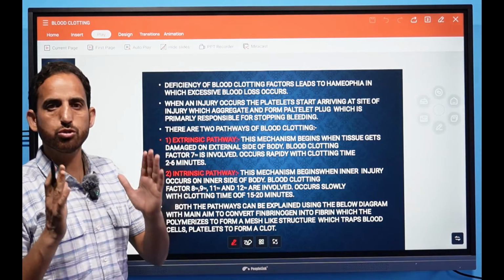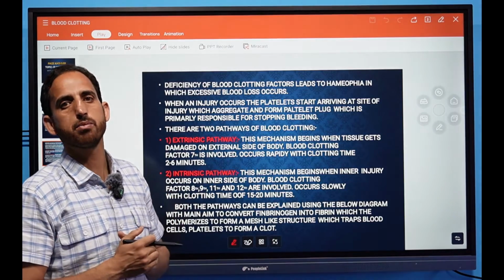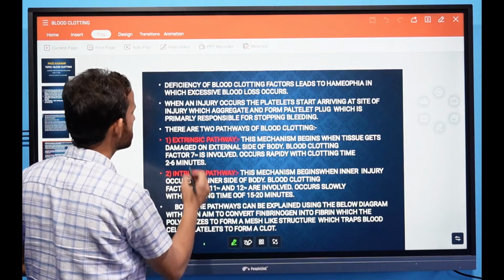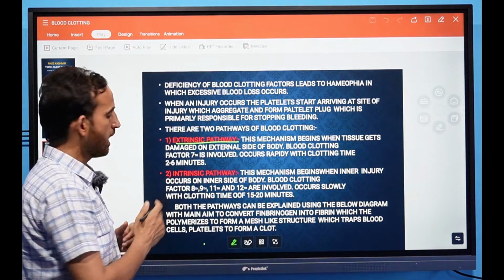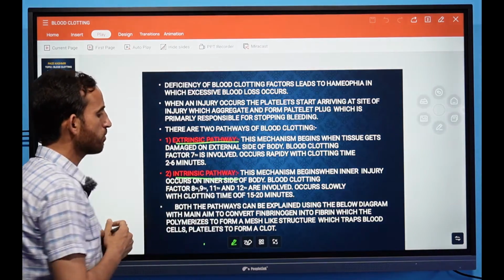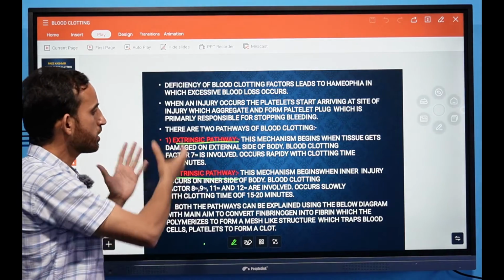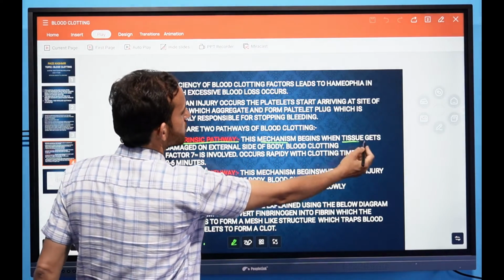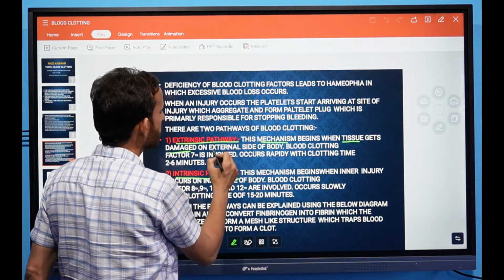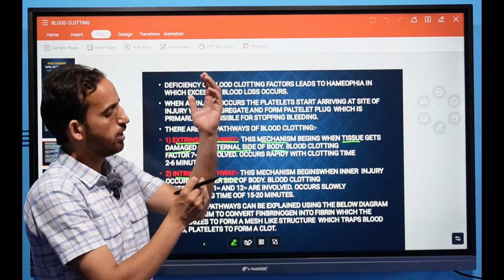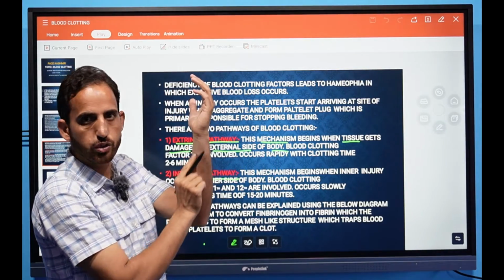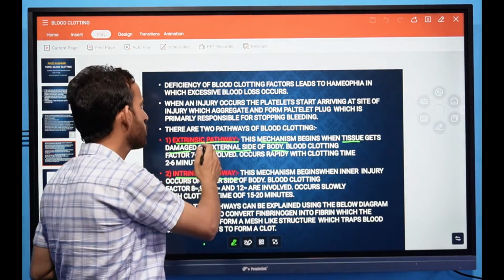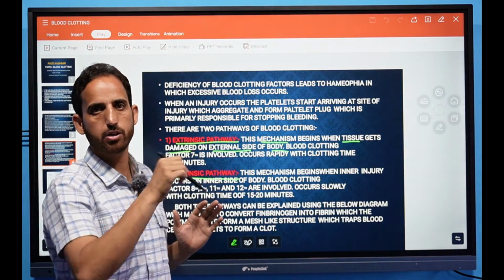Now let us discuss. We have two pathways responsible for blood clotting. One is known as the extrinsic pathway, and the second is called the intrinsic pathway. Let us see the difference between the two. The extrinsic pathway begins when tissue gets damaged on the external side of the body. For example, this is my hand, and if an injury has occurred here, the mechanism that plays a role is called the extrinsic pathway of blood clotting.